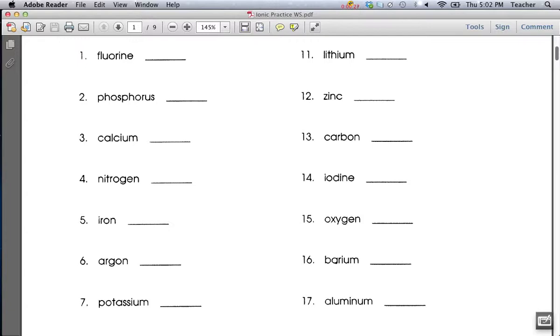So, if I find fluorine on the periodic table, it is in group 17, which means it has 7 valence electrons. Phosphorus is in group 15, so it has 5 valence electrons. Calcium is in group 2, so it has 2 valence electrons. Nitrogen is again in group 15, so it will have 5. Iron we will not do. It is one of the ones that is too complex, so we actually will not take a look at that. Argon is in group 18, so it has 8 valence electrons. Potassium is in group 1, so it has 1 valence electron.